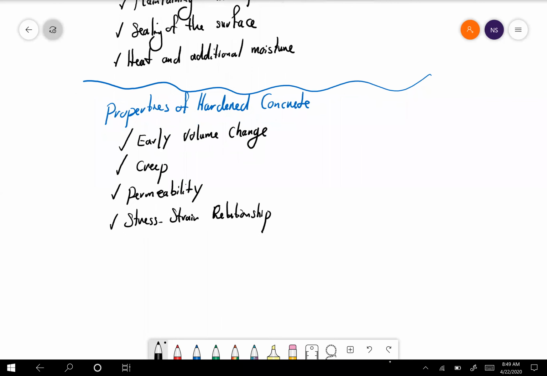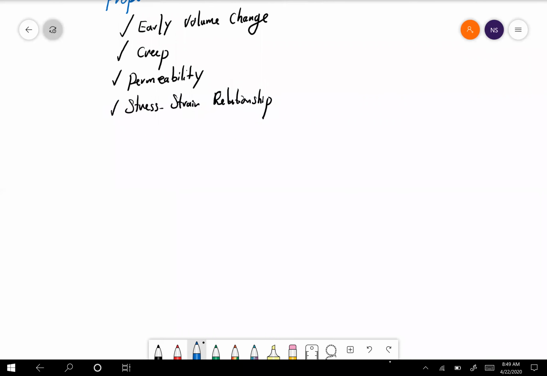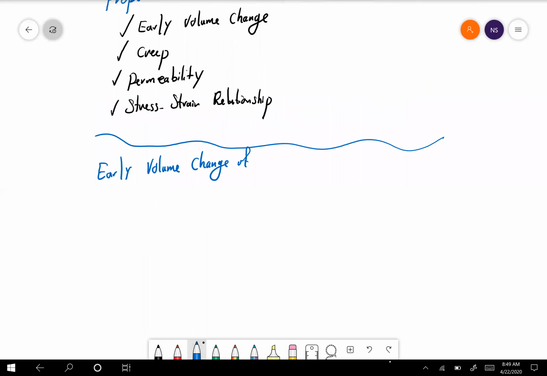So let's talk about the early volume change. So early volume change of concrete.